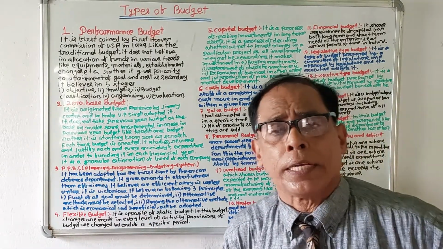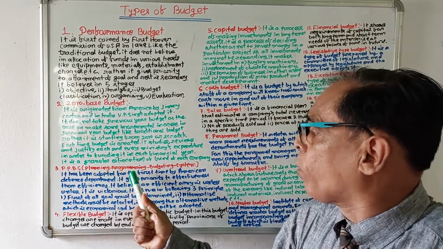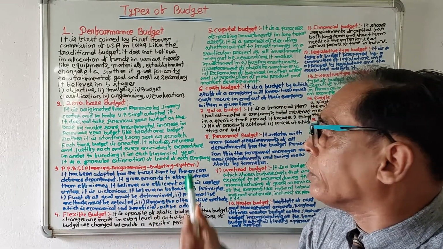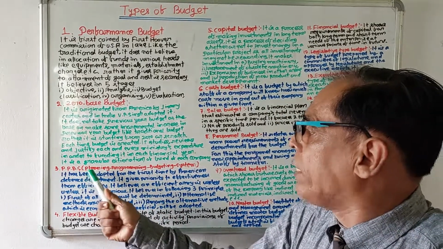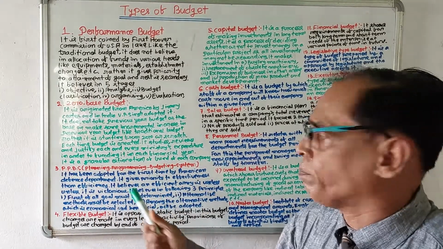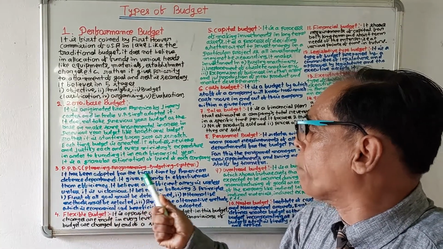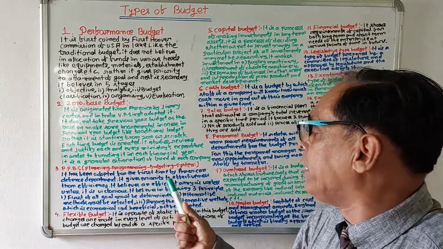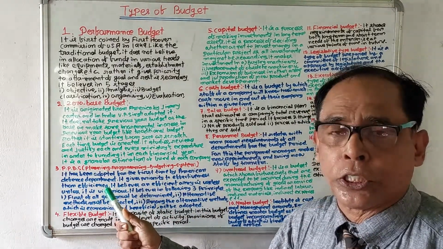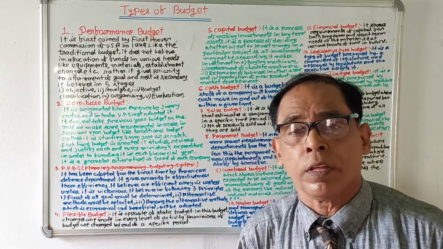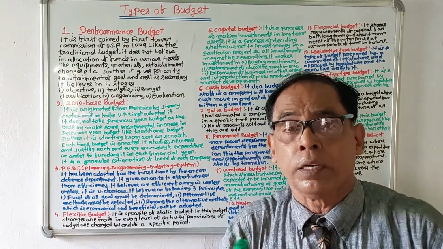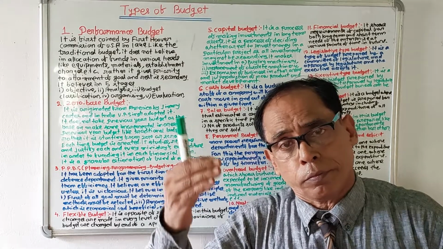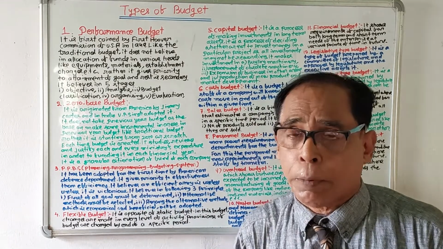Number 3, PPBS: Planning, Programming, Budgeting System. It was adopted for the first time by the American Defense Department. It gives priority to effectiveness over efficiency.